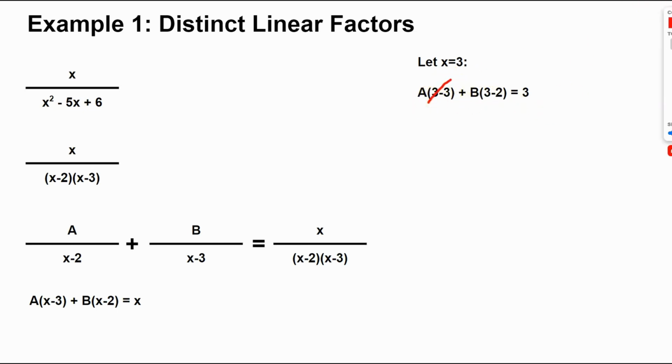So delete that, and then b is equal to 3, because 3 minus 2 is just 1. 1 times b is just b, and b is equal to 3. So we successfully found b. Now we have to find a.